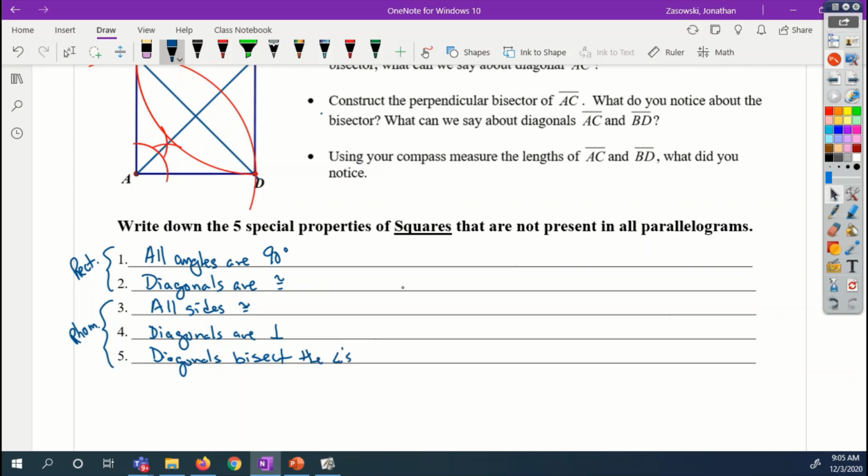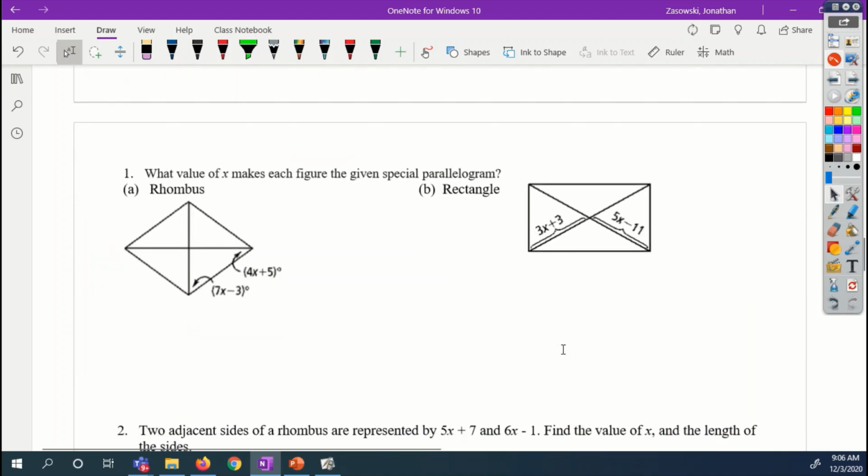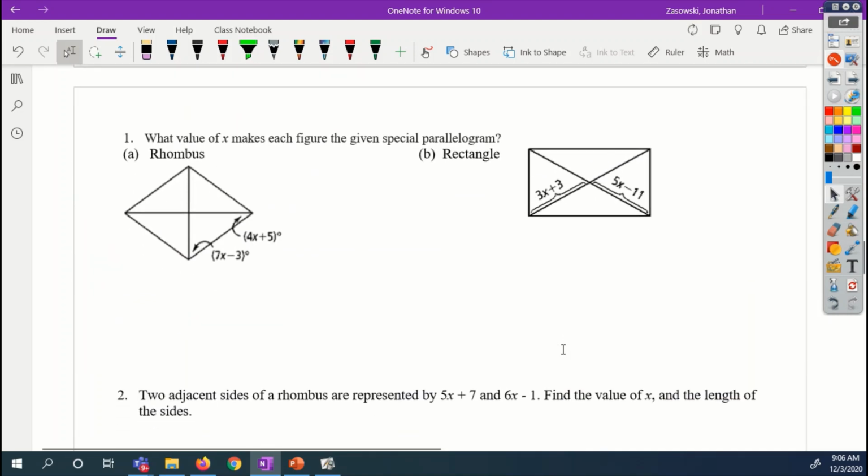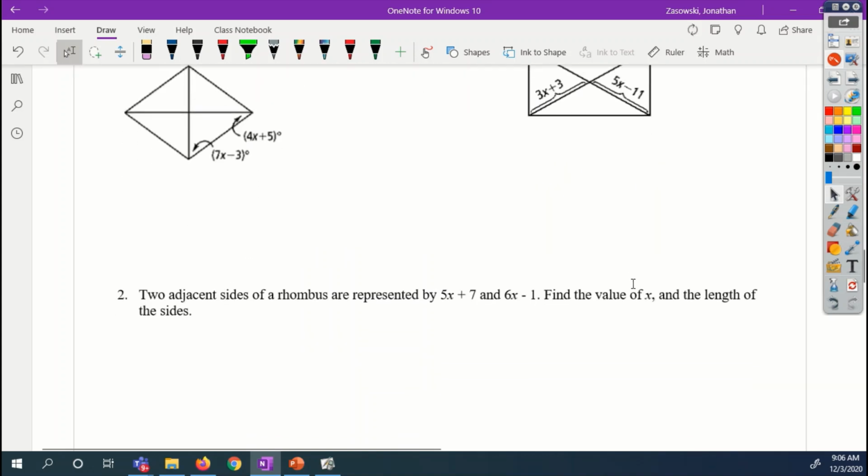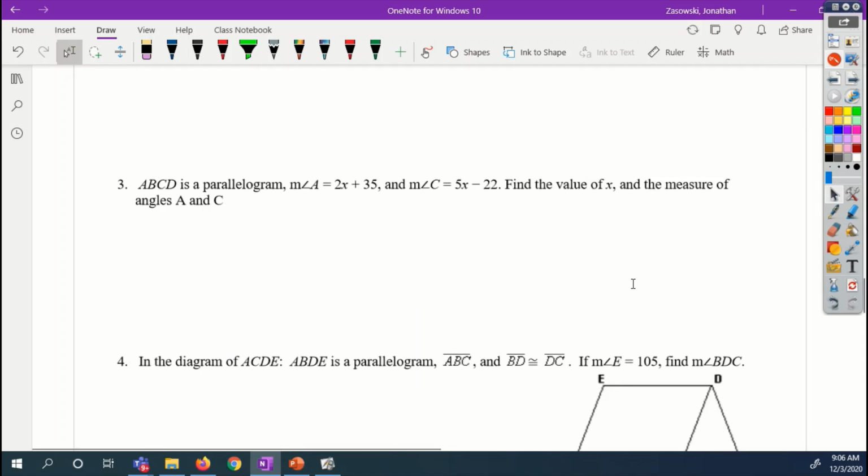All right, so you're going to use these properties to help you solve these questions. And then you're going to upload your answers from 1A. So what did you get for X? Okay, and they'll just be fill in the blanks. So you just need to put X in for these questions, and you'll be good to go.